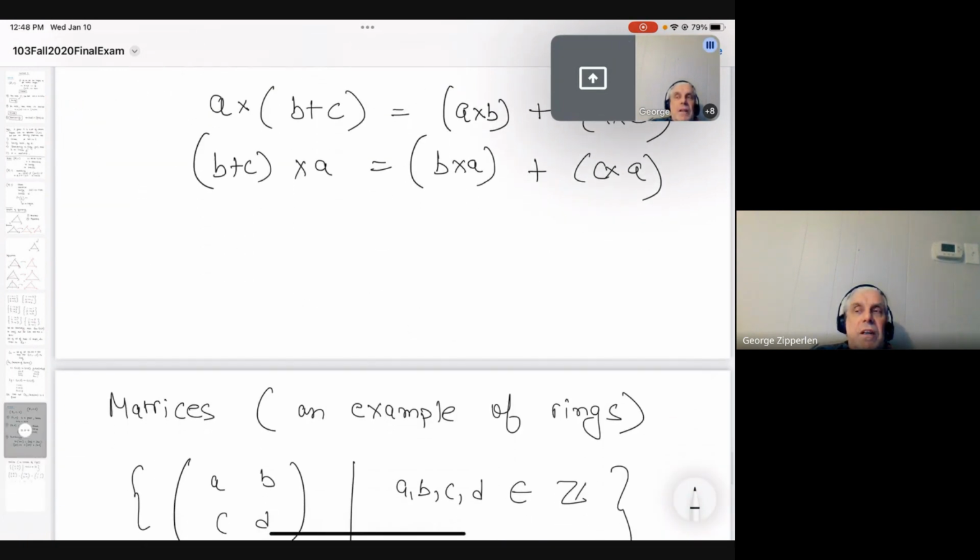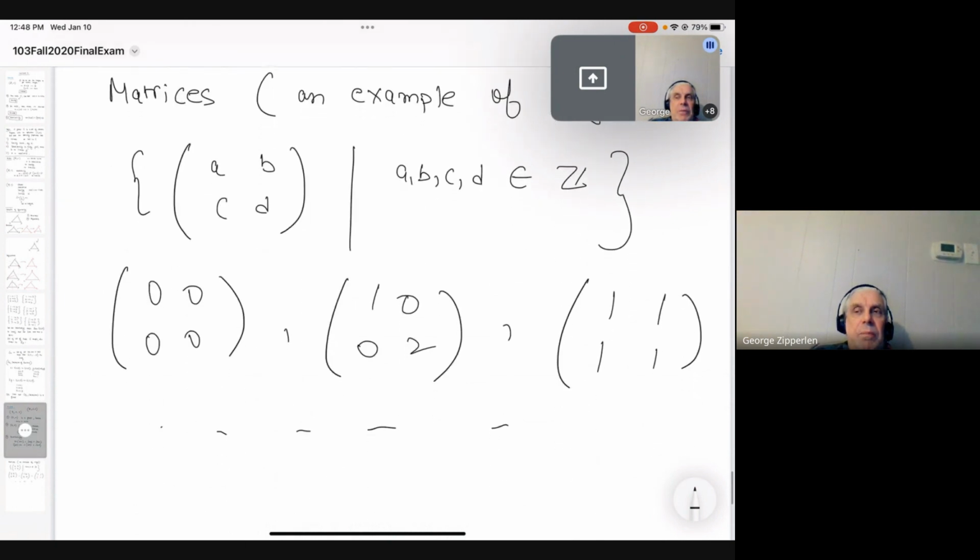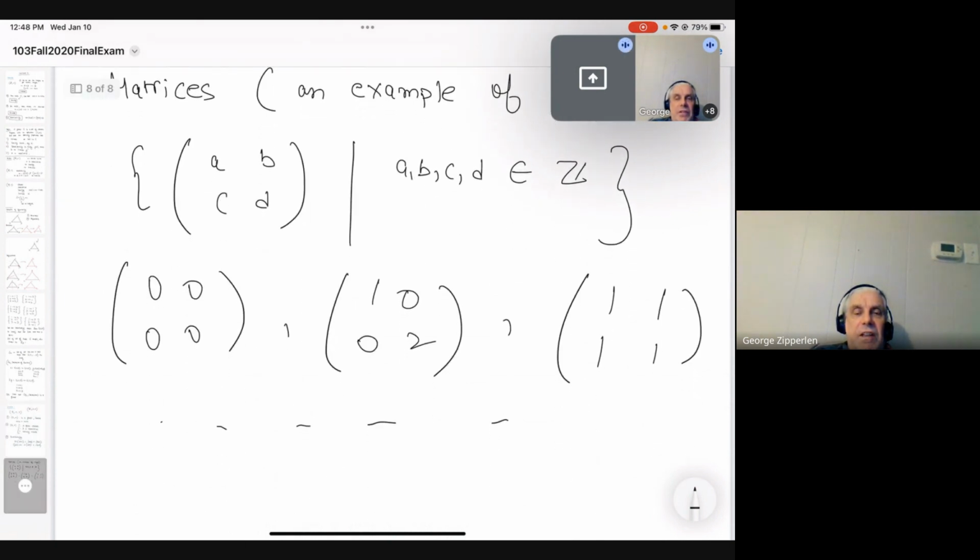You were talking about 2x2 matrices as an example. Right. So I was just giving some explicit examples of matrices. These are really infinitely many, because you have four choices and you can place whatever integer you wish. But these are just some explicit matrices to keep in mind.